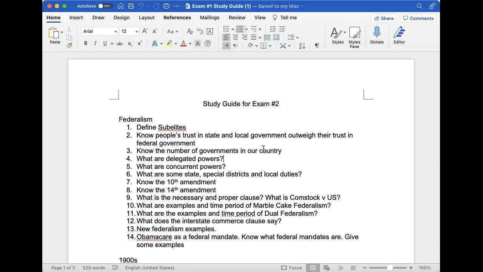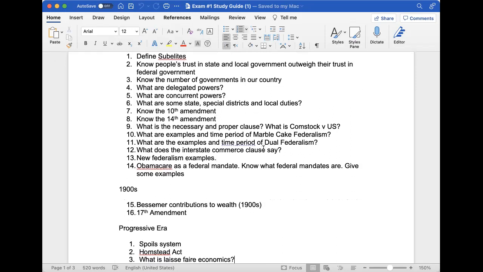Let's talk about the 1900s now. So, the 1900s was a pretty small chapter. The Bessemer Process helped create a lot of wealth for Carnegie, where they were able to convert some of this to steel. And also remember the 17th Amendment, which was used to weed out corruption in government by giving the people the ability to vote for their senators as opposed to state legislatures voting for the senators.